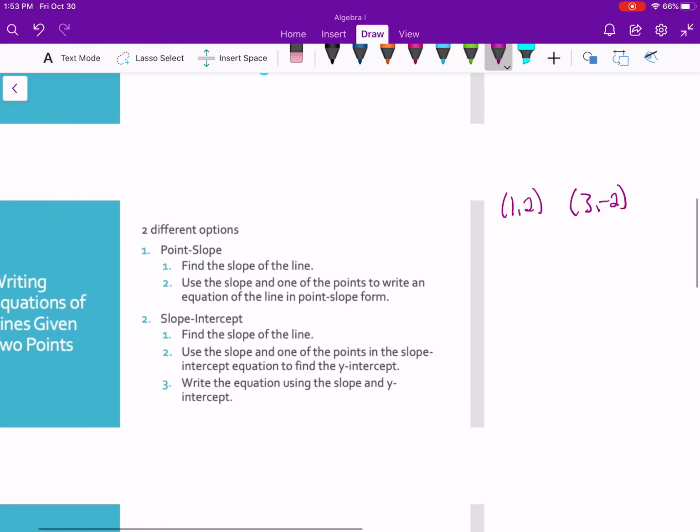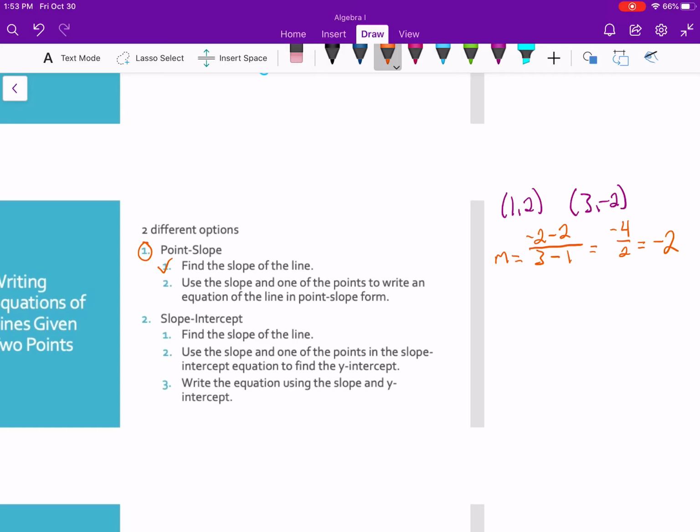So let's do it the first way, looking at point slope. The first thing we're going to do is find the slope of the line, which we figured out how to do earlier. So y2 minus y1 over x2 minus x1. We get -4 over 2, which is -2. All right, so we found the slope of the line.